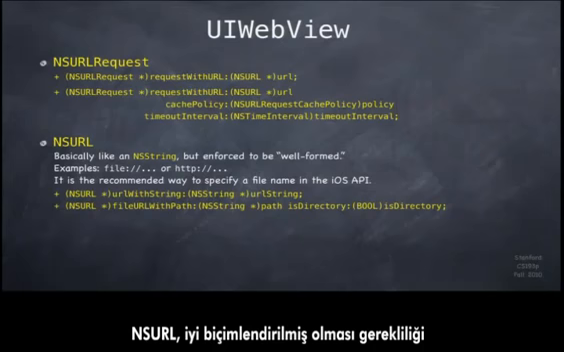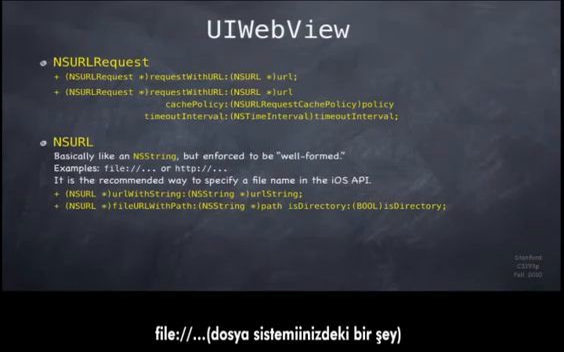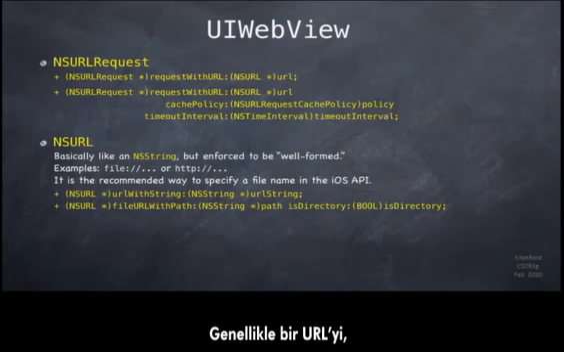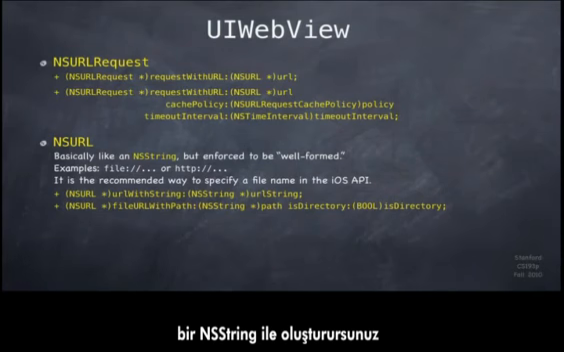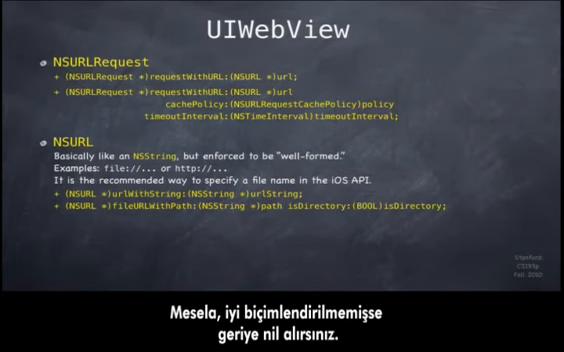NSURL looks very much like NSString, except that a URL has to be well formed. So here's a couple of example URLs: file:/ something in your file system, http:/ something out on the internet. That's what a URL looks like. You usually create an NSURL by creating an NSString that has http://cs193p.stanford.edu/something, and then you say NSURL with string. You pass it the string, it passes back a URL. If it was malformed, you might get back nil, for example.